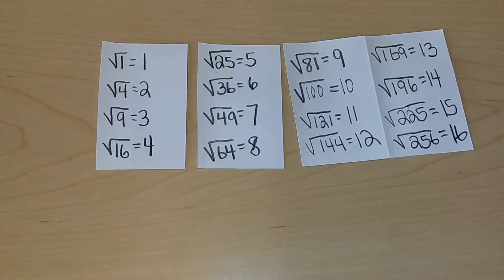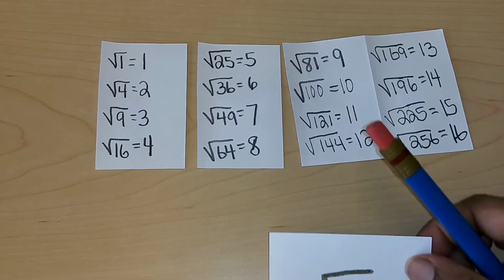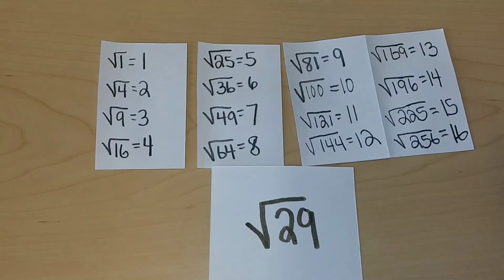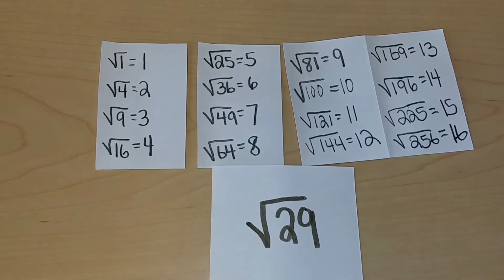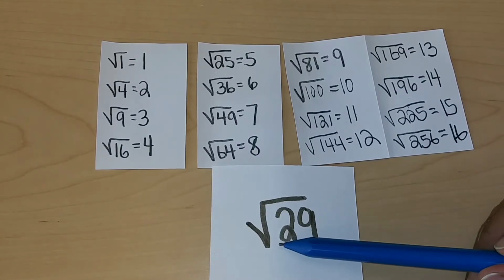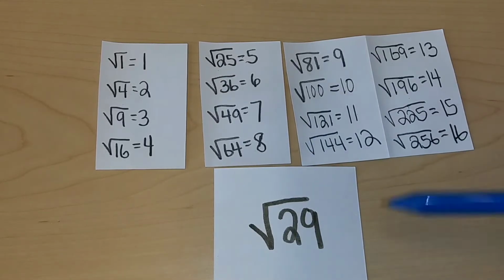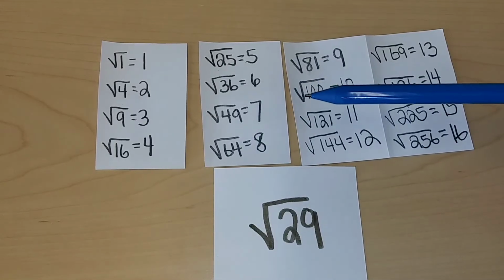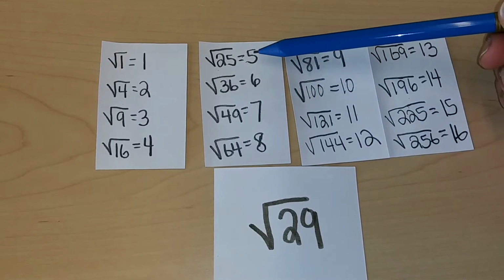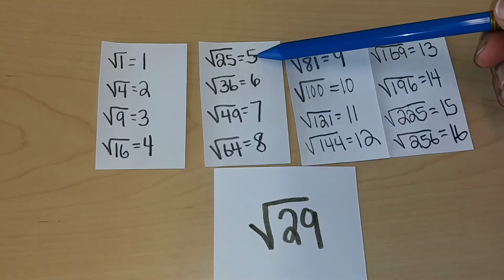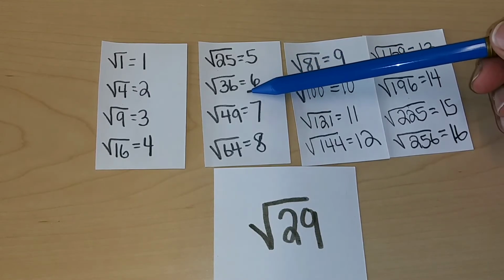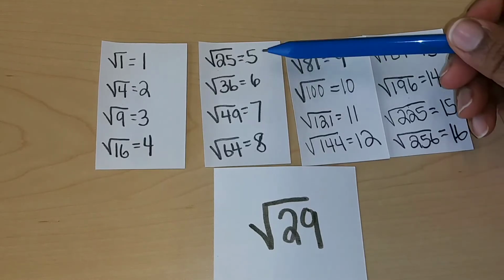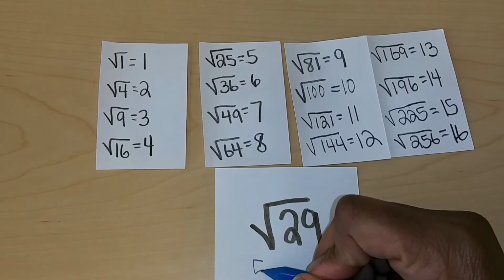As you become more familiar with perfect squares and square roots, you won't have to have them listed. And later on in this video, we'll remove those. Between which two consecutive whole numbers does the square root of 29 lie? Well, the square root of 29 actually lies between the perfect squares of 25 and 36. So it will fall between 5 and 6 on the number line.